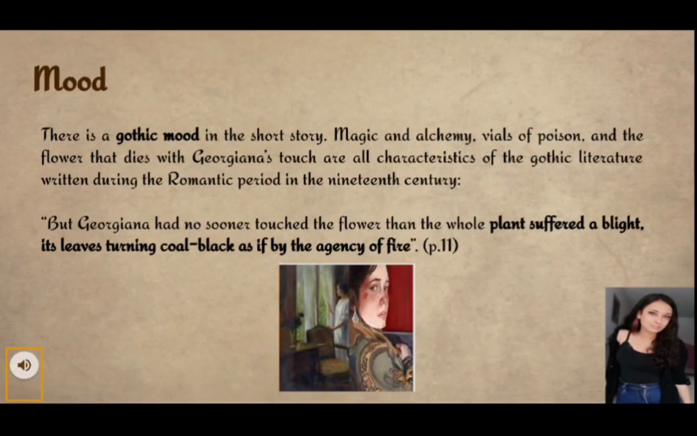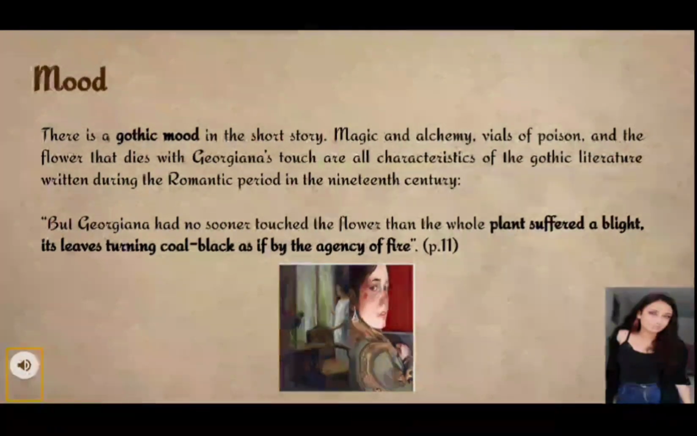Mood. There is a Gothic mood in the short story. Magic and alchemy, vials of poison, and the flower that dies with Georgiana's touch are all characteristics of Gothic literature written during the Romantic period in the 19th century, as we can notice in the following quote. But Georgiana had no sooner touched the flower than the whole plant suffered a blight, its leaves turning coal black as if by the agency of fire.